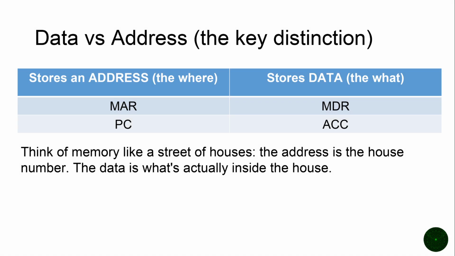This is the information covered, just summarised. Address is just location. It tells the CPU where something is, like a house number on a street. Data is the actual content, like what's actually inside that house.